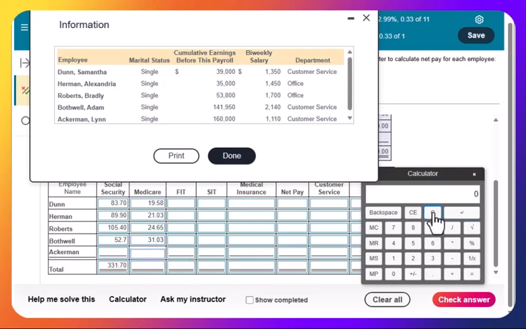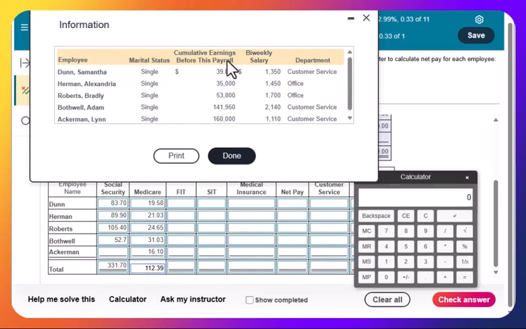So let's go ahead and take the 1110 and multiply that by 1.45%. And then we can go ahead and round that up to $16.10. And just to conserve time here, I'm going to fill this in. 112.39 for the addition for this column here under Medicare for all of the employees.